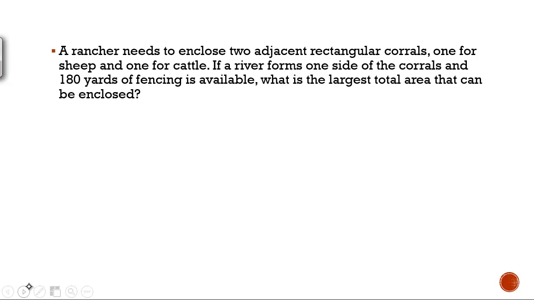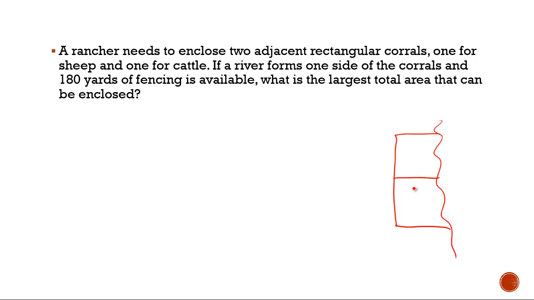Let's try another example. Here, a rancher needs to enclose two adjacent rectangular corrals, one for sheep and one for cattle. A river forms one side of the corrals and 180 yards of fencing is available. What is the largest total area that can be enclosed? So we have a river, and he wants to have two rectangles like that, one for sheep, one for cattle.